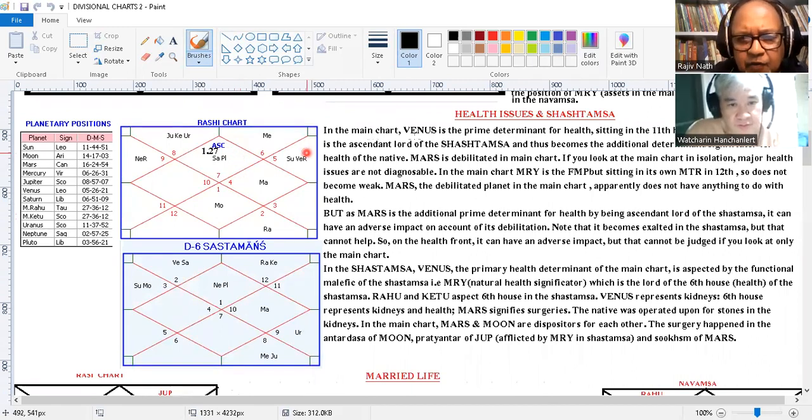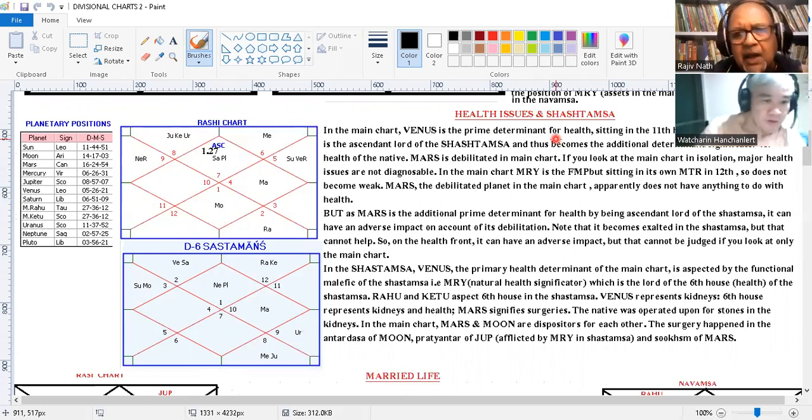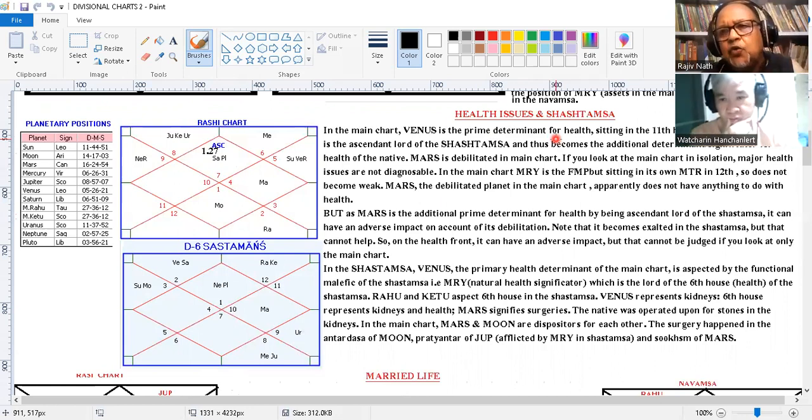In the main chart, Venus is the prime determinant for health. Why is it the prime determinant for health? We'll come to that. I have already sent you a table to write up on the determinants. We'll study that when we see the sixth house in any horoscope. If it has a Mool Trikona sign, the lord of that house becomes the prime determinant.